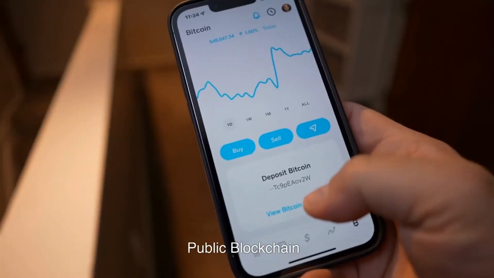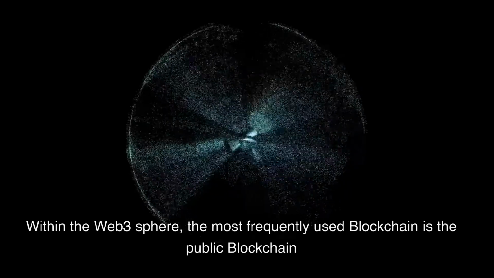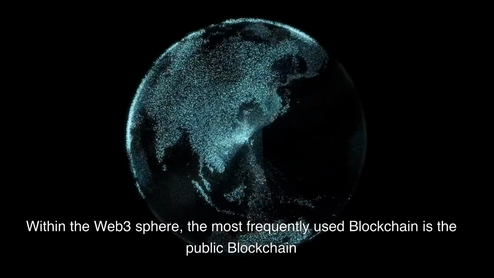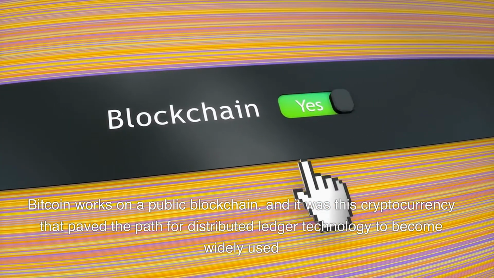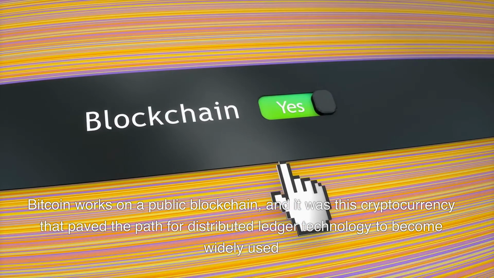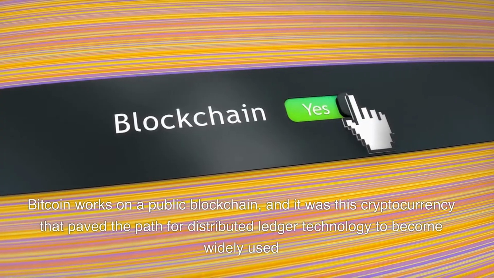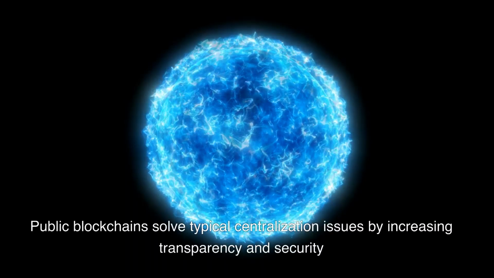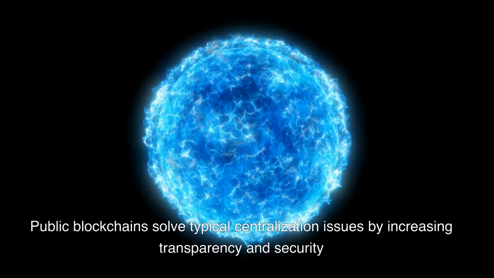Public blockchain. Within the Web3 sphere, the most frequently used blockchain is the public blockchain. Bitcoin works on a public blockchain, and it was the cryptocurrency that paved the path for distributed ledger technology to become widely used. Public blockchain solved typical centralization issues by increasing transparency and security.